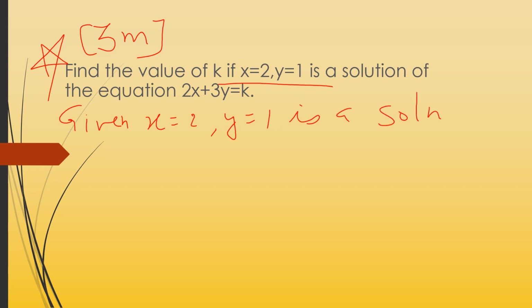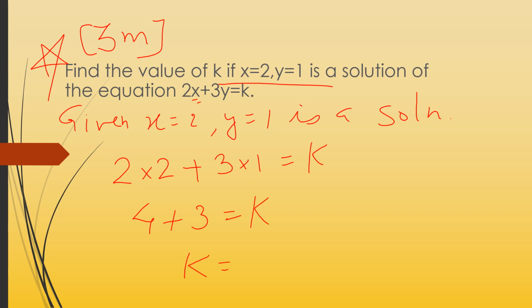What do you mean by this? Is a solution means this is going to satisfy your equation. That means what is your equation? 2 into x, in place of x the value is 2, plus 3 into the value of y, which is 1, must be equal to k. So 4 plus 3 is equal to k. Hence the value of k is 7.